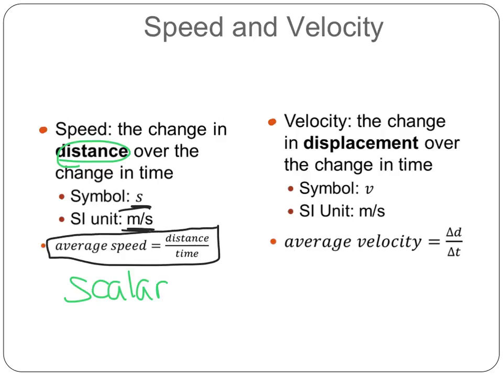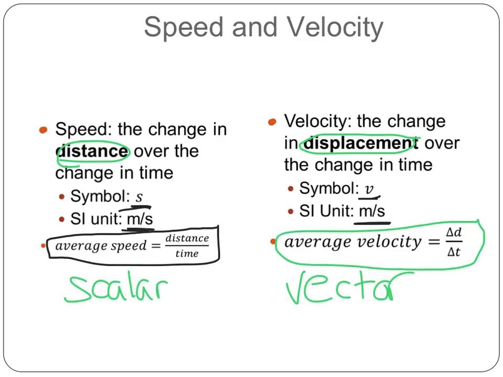Alright, so velocity is going to be a little bit different. It's the change in displacement over the change in time. Symbol we're going to use is V, and our SI unit is the same as speed, it's meters per second. However, this is a vector quantity. Why? Because we're using displacement rather than distance. The equation we're going to use is the displacement over time. So in some cases, yes, the top number for distance and displacement are going to be the same. However, we are going to have other cases where they are different, so it's especially important to remember our definitions for both distance and displacement when we are applying them.